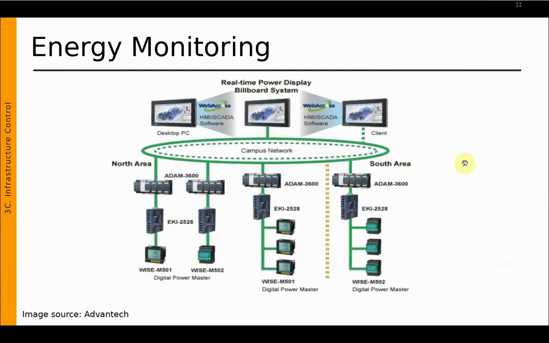Another example for building automation is energy monitoring. For energy monitoring in a building, we usually use a digital power meter. The digital power meter usually uses the Modbus TCP protocol or Modbus serial protocol, which can be read or translated with a protocol converter like the Advantech ADAM. Sometimes we use Modbus TCP.